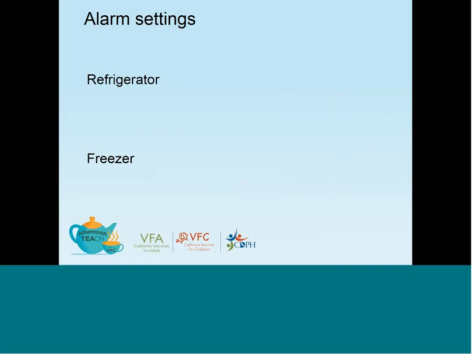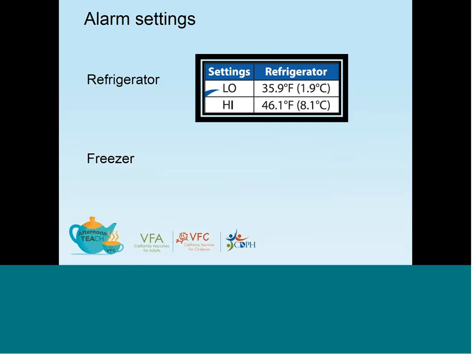In case you may not be aware, there is a job aid, IMM 1206, that provides information needed to configure the alarm settings, along with other helpful information for configuring the data logger according to California VFC requirements. For the refrigerator, the alarm should be set to trigger at any temps at or below 35.9 Fahrenheit or 1.9 Celsius, and then again at or above 46.1 Fahrenheit or 8.1 Celsius.